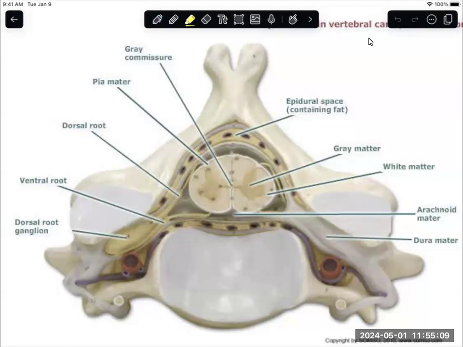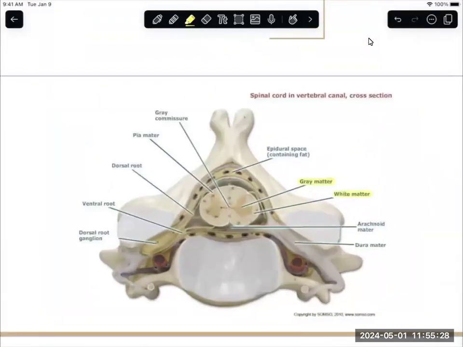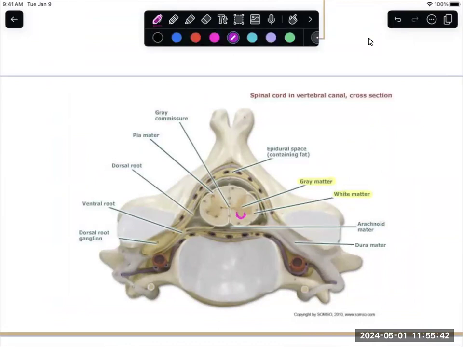Our spinal cord is made up of gray matter and white matter. That gray matter is going to be in the middle. It's kind of a butterfly shape, an H pattern, whatever works for you to remember which is which. This gray matter is split up into different sections. We have this anterior horn that I'm drawing in pink and this posterior horn that I have drawn in purple.